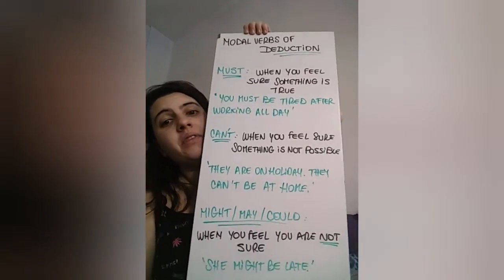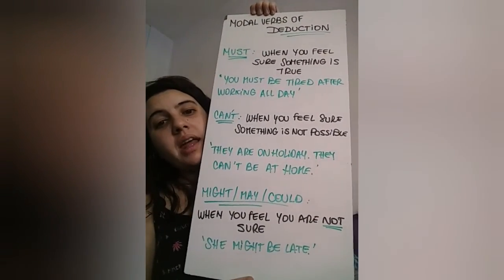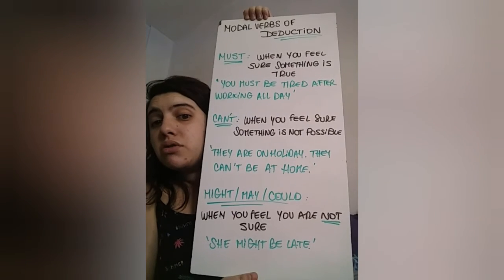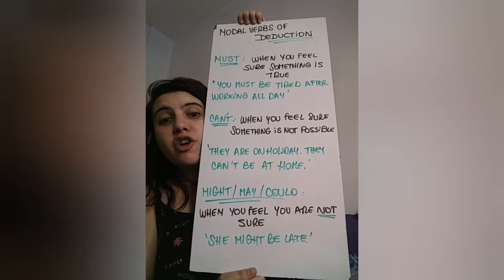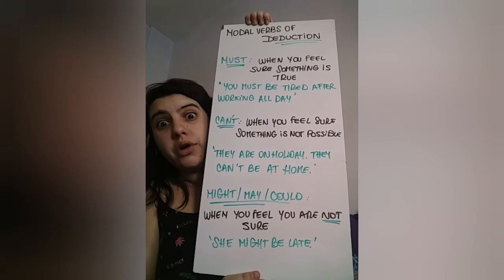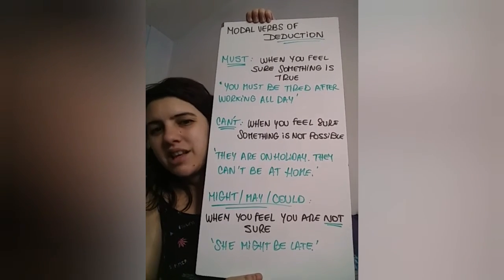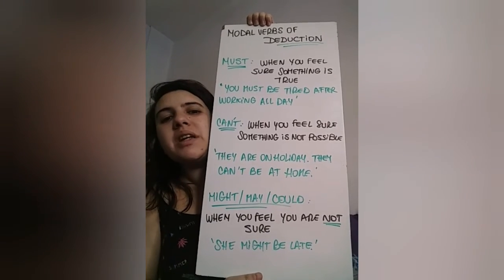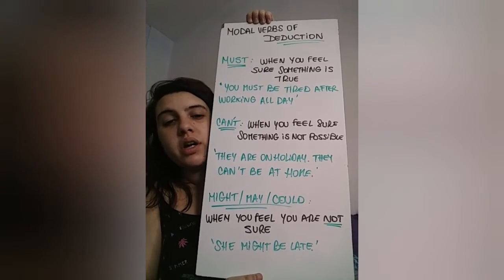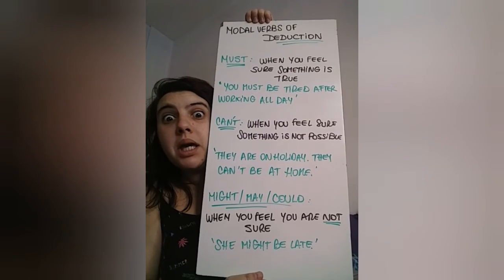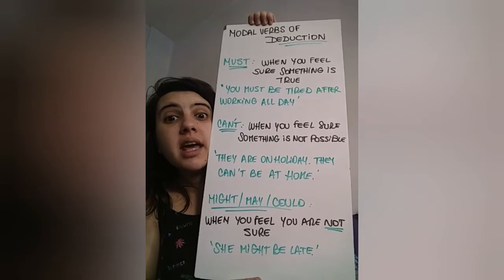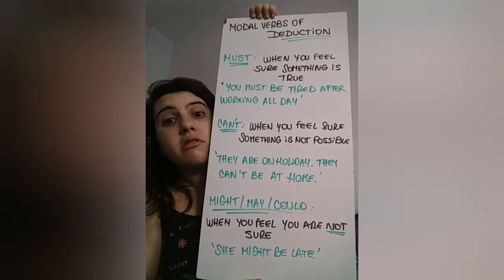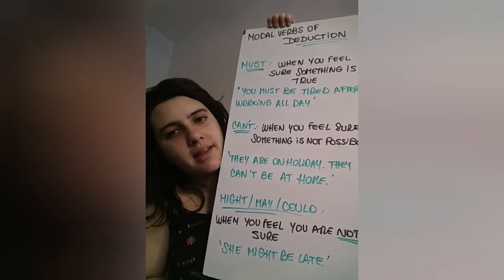And at last, tenemos el might, el may y el could, ¿ok? Que los vamos a utilizar when you feel you are not sure of something, ¿ok? Cuando no están seguros de lo que van a decir, vamos a utilizar el might, el may o el could, ¿ok? For example, she might be late. Por ahí llega tarde, ¿ok? No lo sé con certeza, no estoy segura de que va a llegar tarde. Por ahí llega tarde, ¿ok?